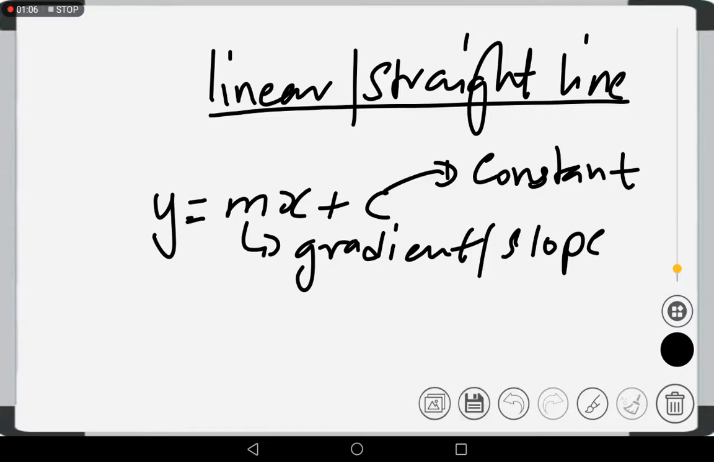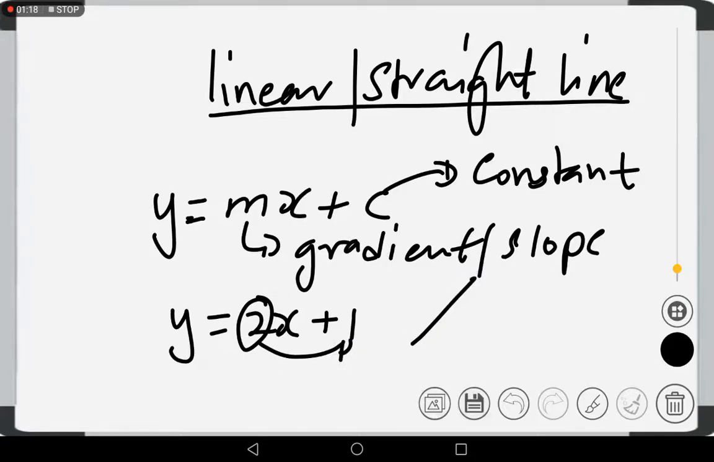So now when you have an equation like this, for example, y equals to 2x plus 1, it means that our gradient is positive, and when it's positive, it's going to be going up like that. So if it's negative, it's going to be going down like that.